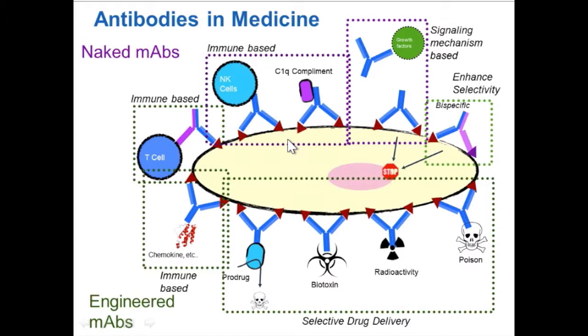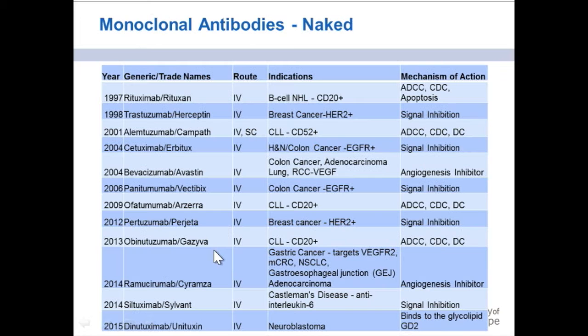So how do we use antibodies right now to treat cancer? There are naked antibodies, meaning nothing's added to them, and there it's immune-based, like directing T-cell killing or NK cell killing or activating complement, or interfering with critical growth factors that are necessary for a tumor to grow, or blocking the receptor that the growth factor binds to. And more recently, and I'll say this in more detail, bispecific antibodies that bind both the cancer and the effector cell, so they bring the T cell right to the cancer. And then there are all these engineered antibodies where we link poisons, radioactivity, biotoxins, or prodrugs to kill the cancer.